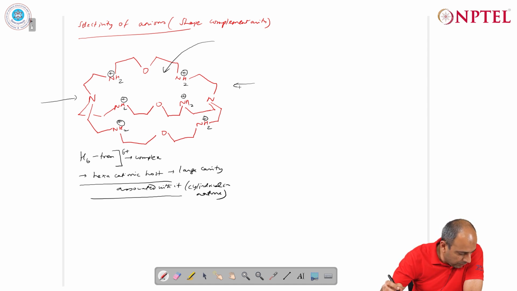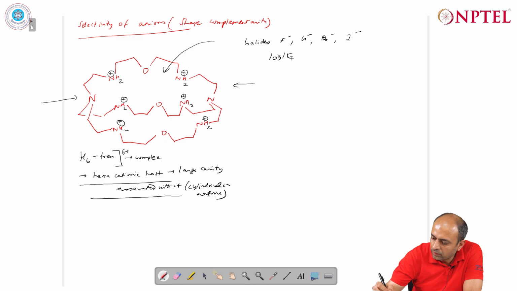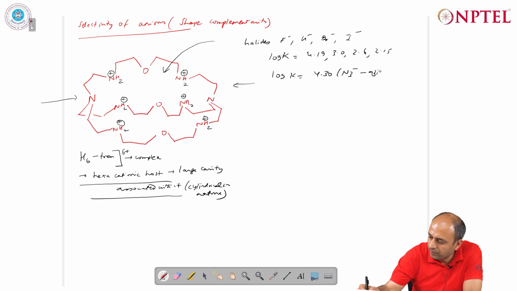And we can now have different kind of anions. For example, we can first start with the halides: fluoride, chloride, bromide and iodide. The magnitude of the equilibrium constant, the log K values, is given: that is 4.19, 3.0, 2.6 and 2.15, and the log K value is 4.30 for the azide ion.